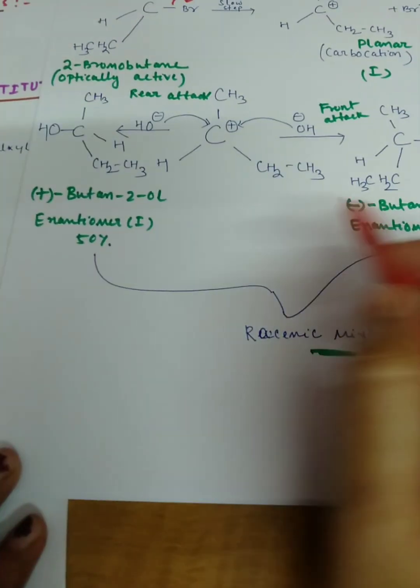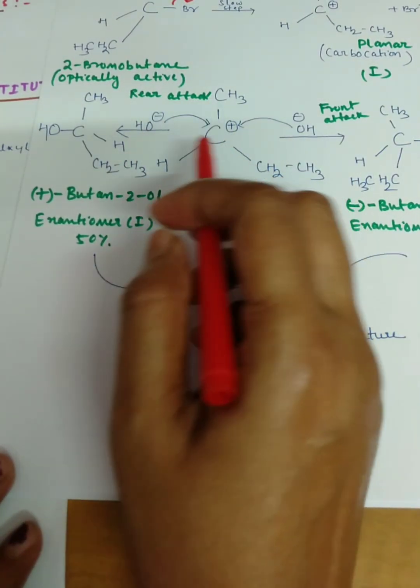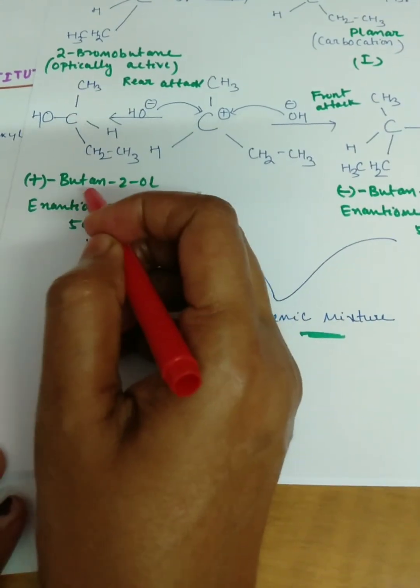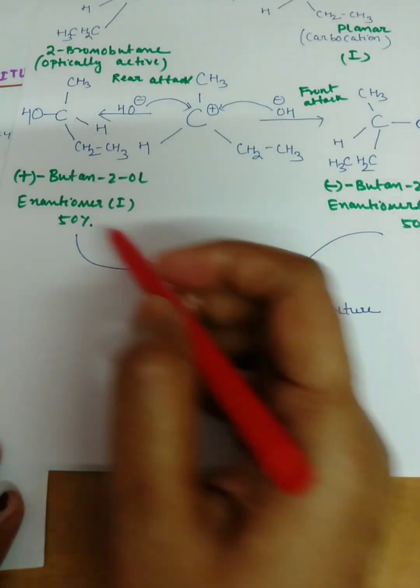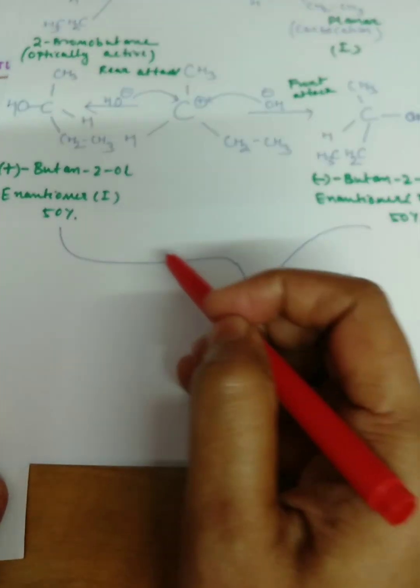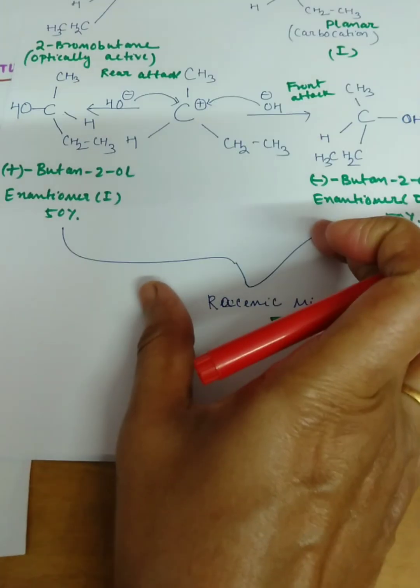Similarly, when the nucleophile attacks from the rear, that means the backside attack, the compound butan-2-ol is also formed. This is the dextro form, this is the laevo form. Here also you get the other enantiomer, 50%. So you get a racemic mixture of the two products.